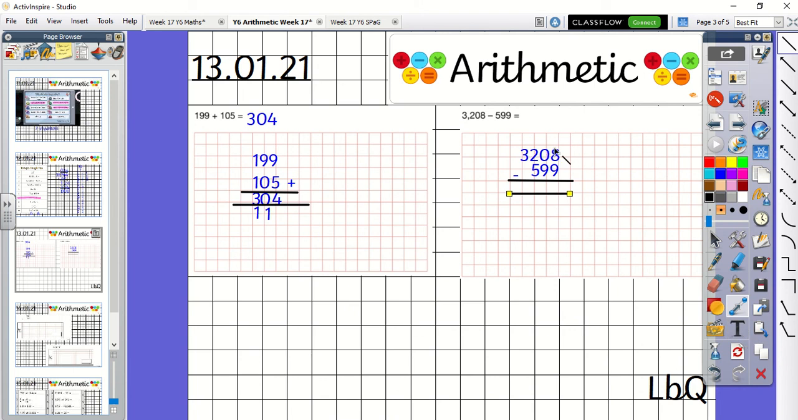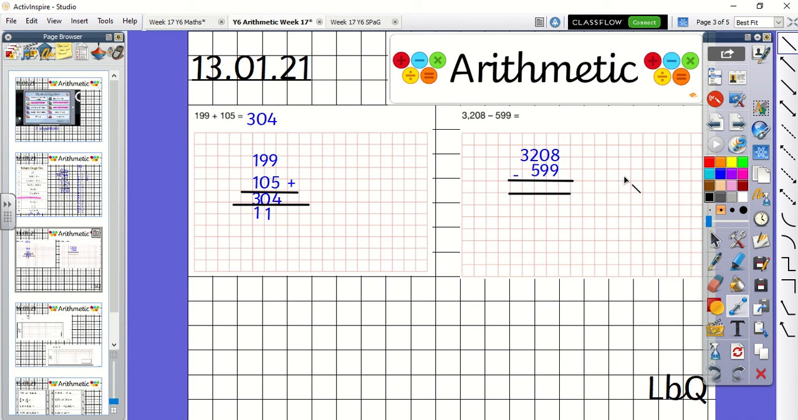Oh, I can't do that because 8 is a smaller number. Now please don't do 9 subtract 8. You always start with this top number. 8 subtract 9. I can't do that, so I need to put a line through that 8. And I need to borrow 1 from the 0. Oh, I can't do that because it's 0. So I need to go to my next place value.